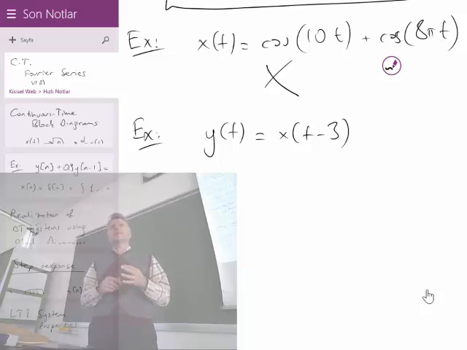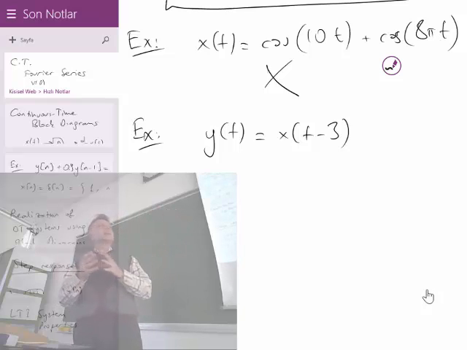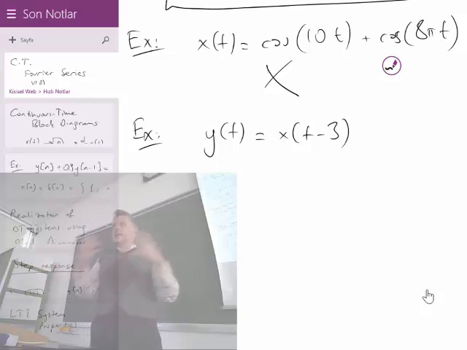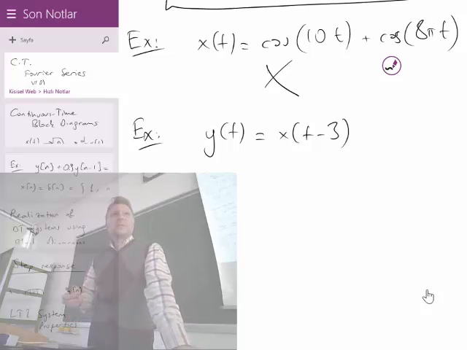What is the system? Can we give a name to this kind of an input-output relation? What system name would you recommend? Say it again. Delay. Yeah. This is a delay system. It is just delaying the input by 3 seconds and then giving the output. By the way, what is the impulse response of this delay system?